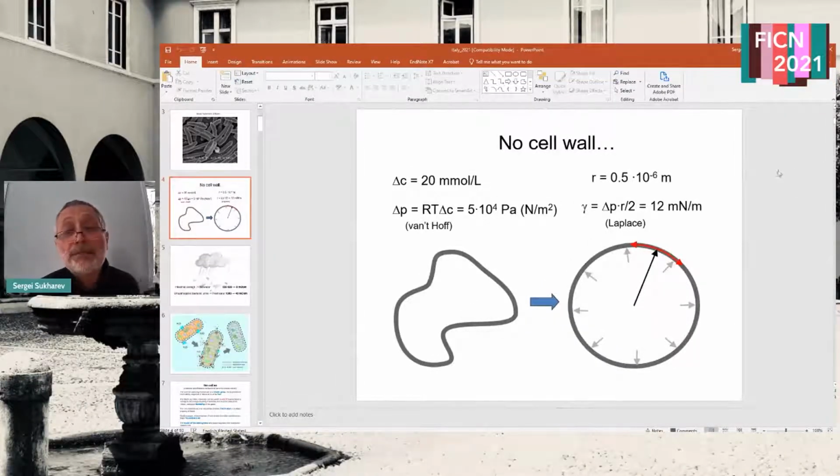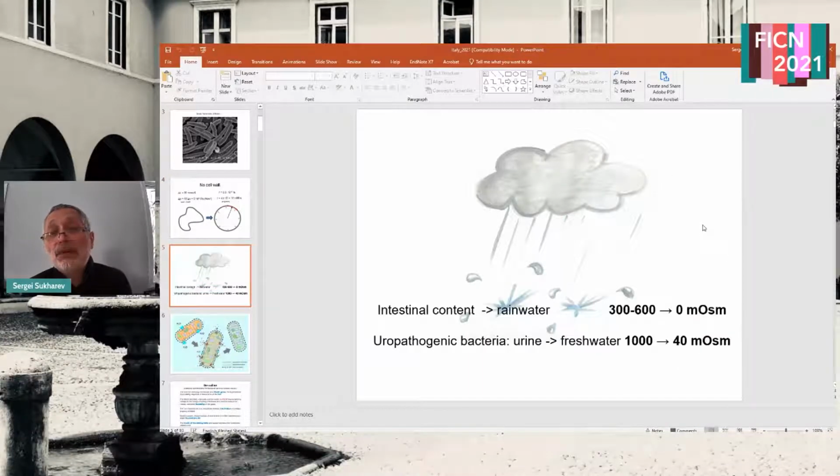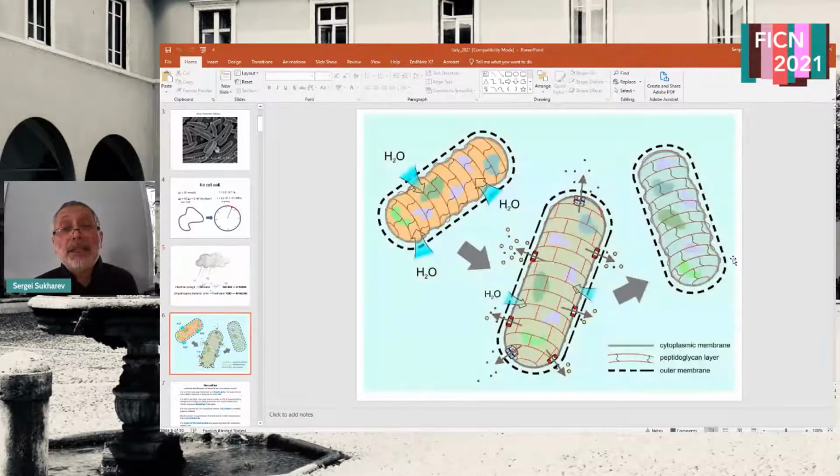So anyway, no cell wall, and this is a vesicle, and all it stands is only 20 milliosmoles difference inside versus outside. Then it will lyse. Interestingly enough, bacteria survive enormous gradients. Intestinal bacteria, when they end up in rainwater, face a huge shock, a huge gradient. Uropathogenic bacteria can withstand even more. And they do it in a very special way.